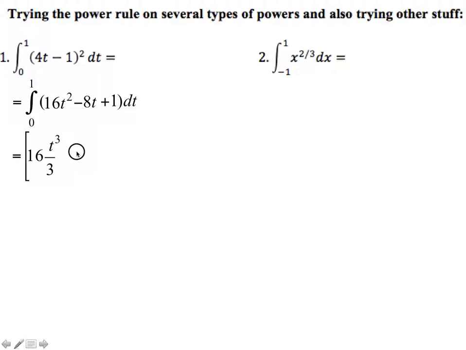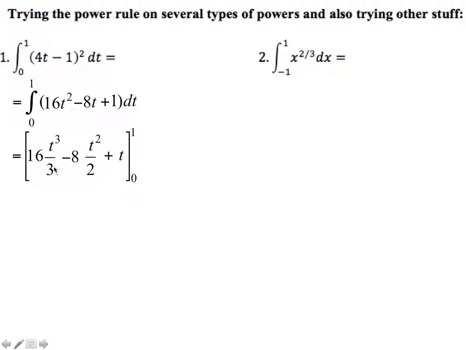And I'm going to go on to the next term. So I got a minus 8 here. I'm just going to keep that out front. We'll worry about simplifying in the next step. And here's my t. That's a t to the 1 power. So when I bump up my power, it becomes a t squared. I'm going to divide by that new power 2. And then I have a plus, and bumping up this power of t is going to be just a t to the 1st power. And so I'm going to evaluate that from 0 to 1.